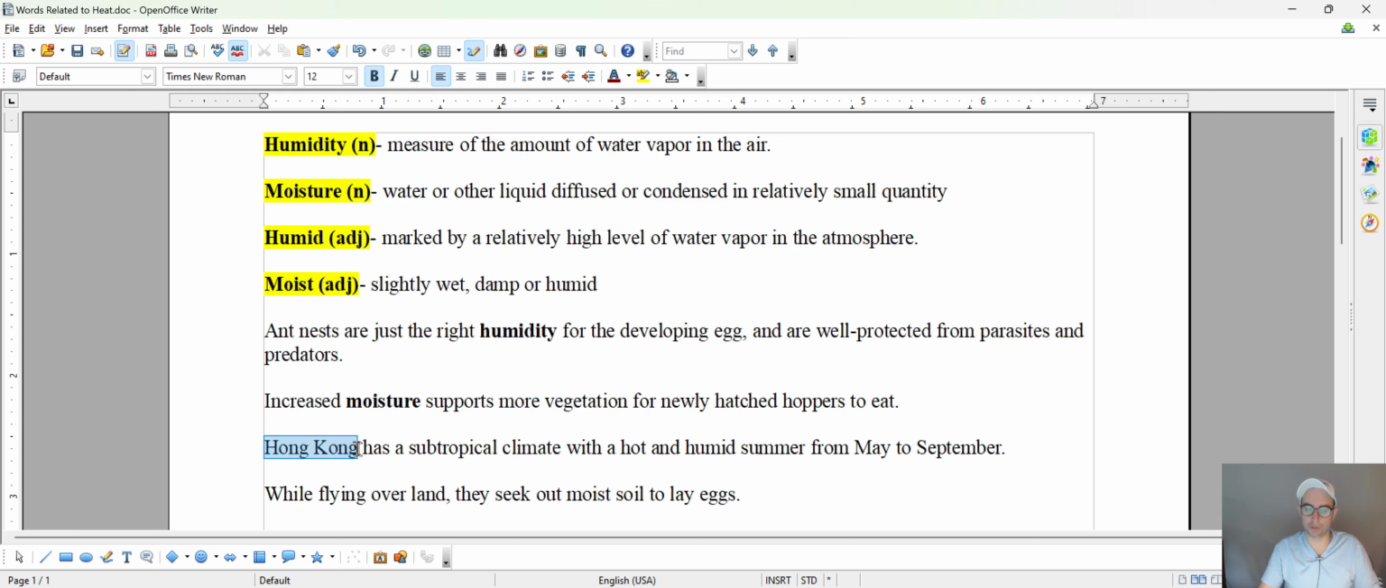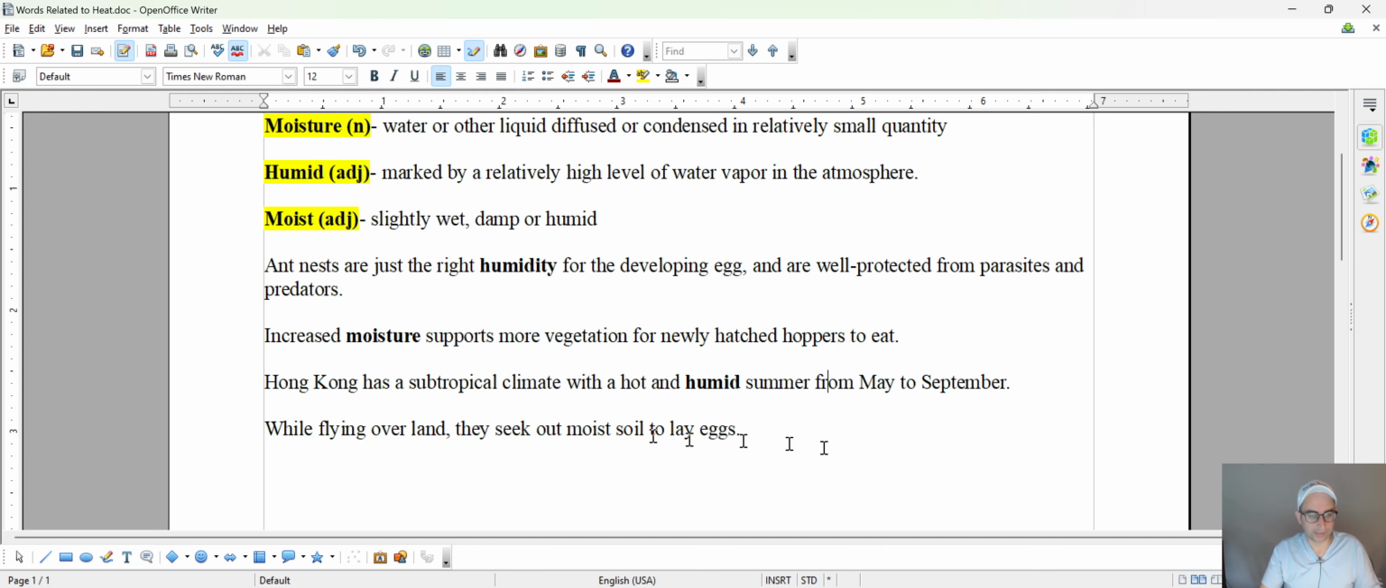Hong Kong, I'm sure you guys are familiar with Hong Kong, has a subtropical climate, okay, with a hot and humid summer from May to September. So that's how it is. It's not hot and dry, it's hot and humid. It's hot and wet during this season.